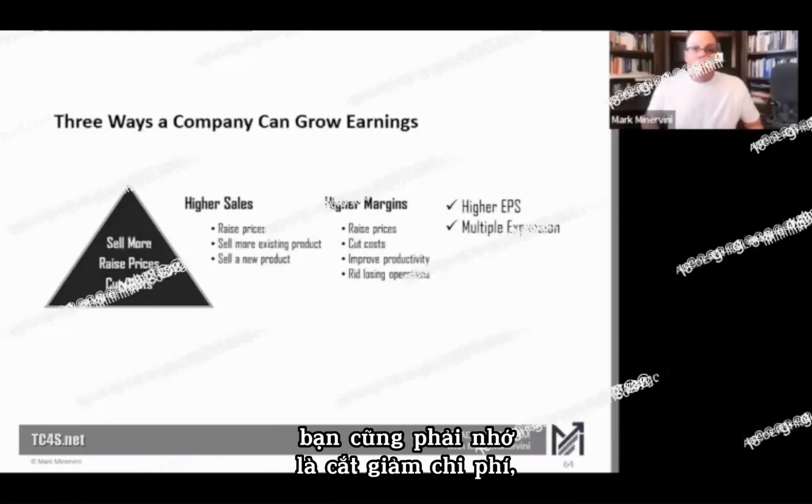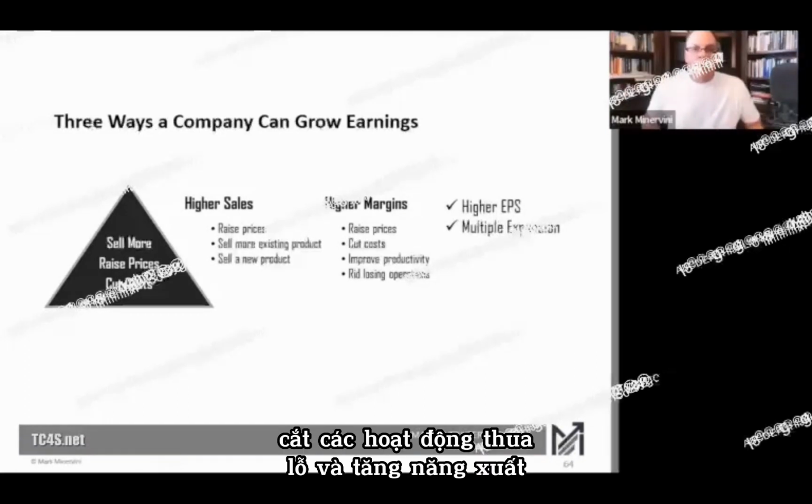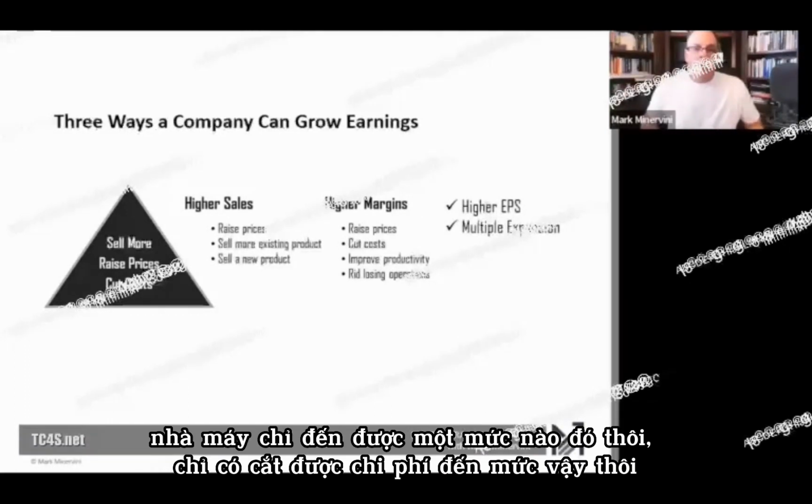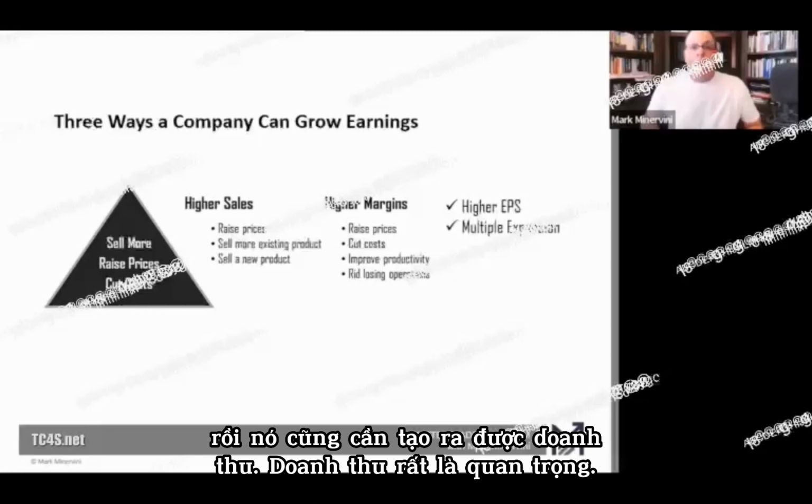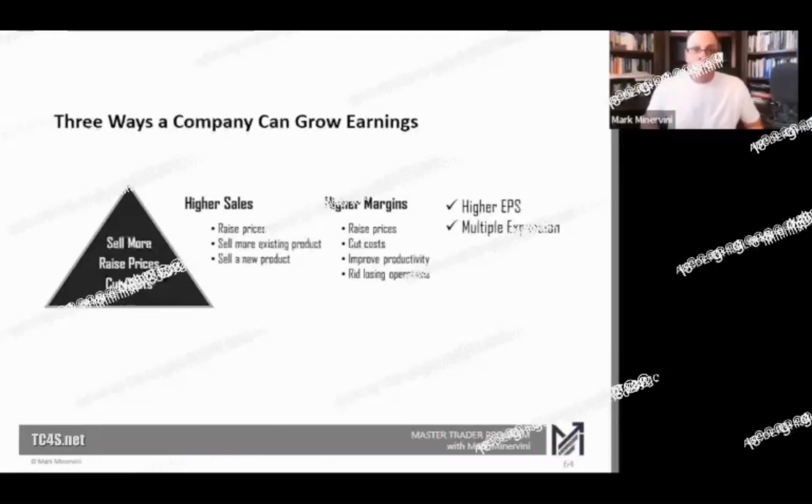But here's the thing you have to remember: cutting cost, ridding losing operations, streamlining your plant can only go so far. There's only so much you can cut costs, and then you've got to produce revenue. So revenue is really important. All right, you have to keep that in mind.